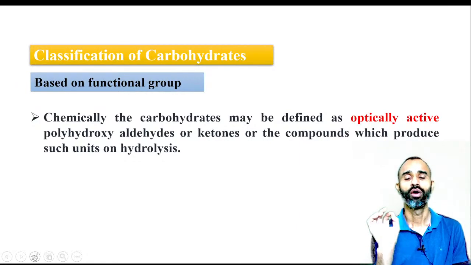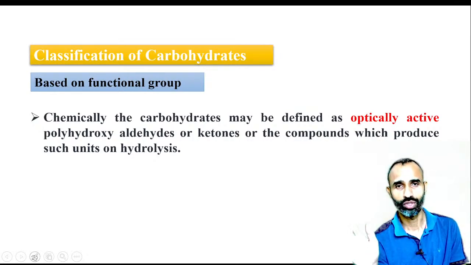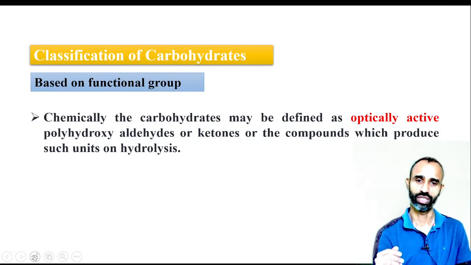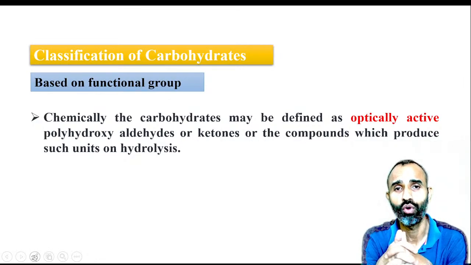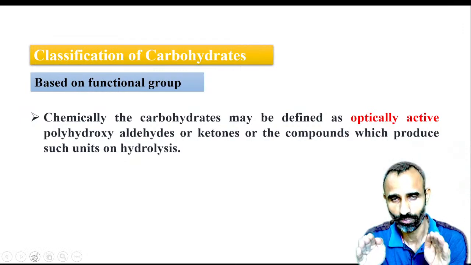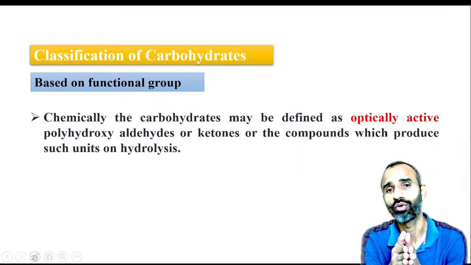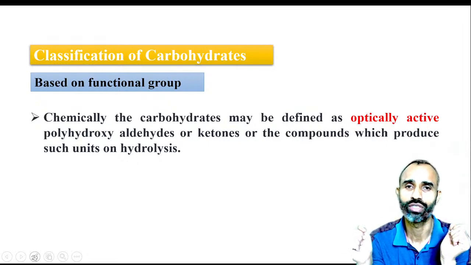So it is optically active, and there is more than one hydroxy group. They are optically active polyhydroxyaldehydes or ketones, or the compounds which produce these units on hydrolysis. That is the modern definition of carbohydrates, and it is universally accepted that it is optically active polyhydroxyaldehyde or polyhydroxyketone, or the compound which gives these units on hydrolysis.